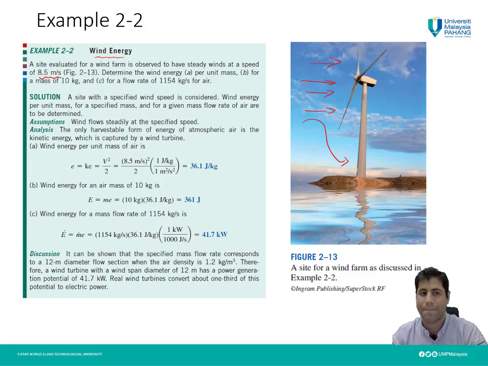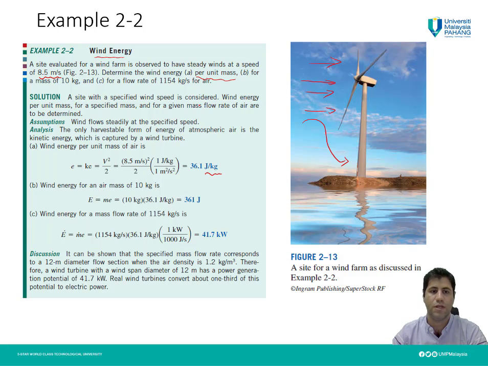Only its velocity, the velocity of this fluid, which is air, will produce kinetic energy. So the wind energy per unit mass of air, or kinetic energy, is equal to V squared divided by 2. We have velocity 8.5 squared divided by 2, with a unit conversion, because we want the energy per unit of mass for the A part. So per unit mass, the energy of this wind with this speed is 36.1.